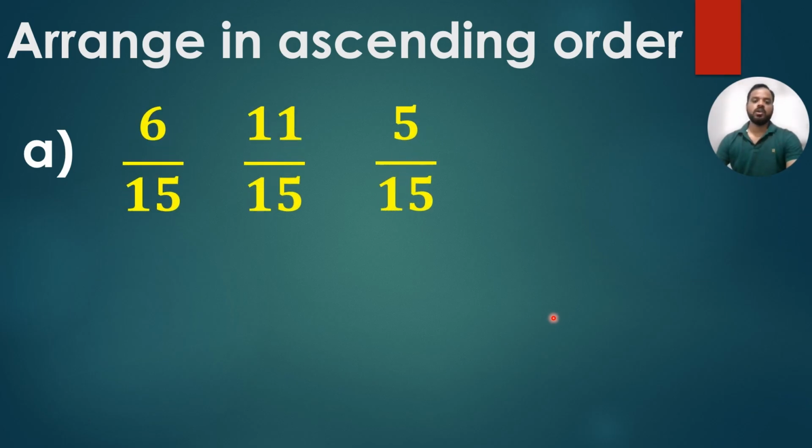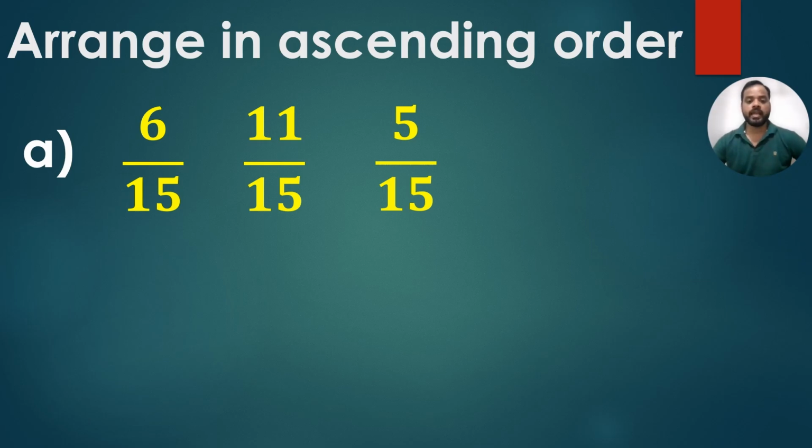Now we will understand through an example how to arrange like fractions in ascending order. So we have to arrange 6 by 15, 11 by 15 and 5 by 15 in ascending order. Here the denominators of these fractions are the same because these are like fractions: 15, 15, 15. We only have to check the numerator.